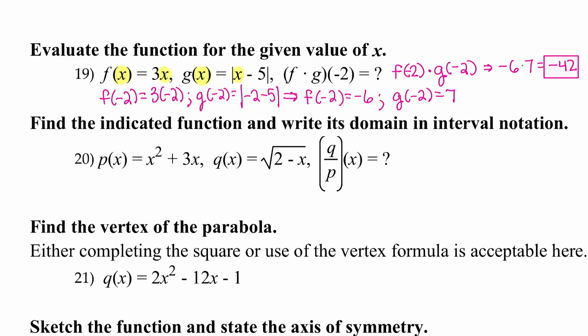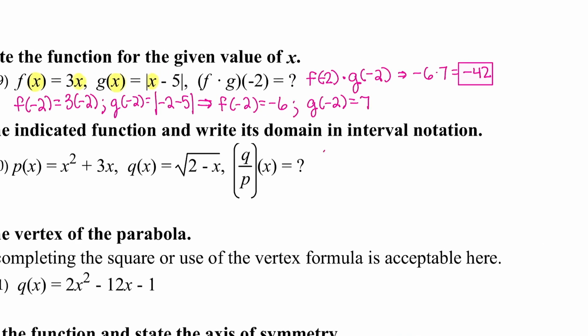Find the indicated function and write its domain in interval notation. This is something similar to number 19. Instead of multiplying though, we are dividing. So we're going to write q of x over p of x, which means we're going to write the square root of 2 minus x over x squared plus 3x. And that's our answer.